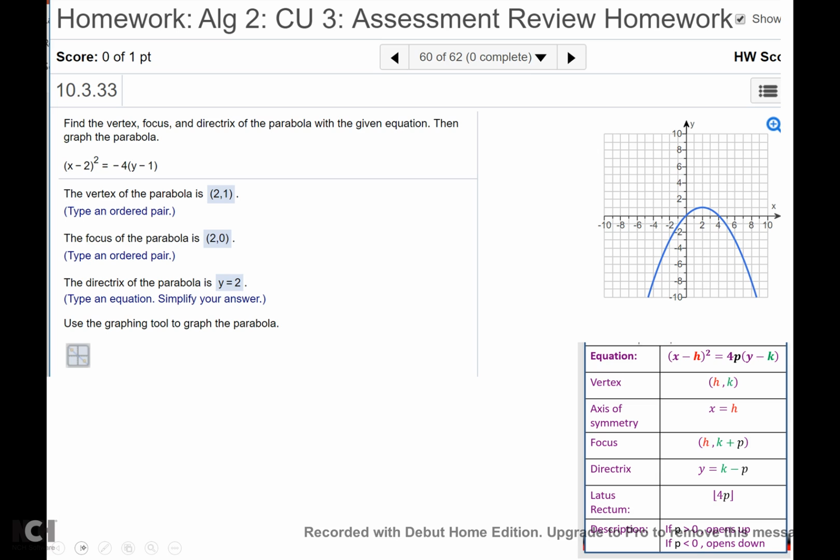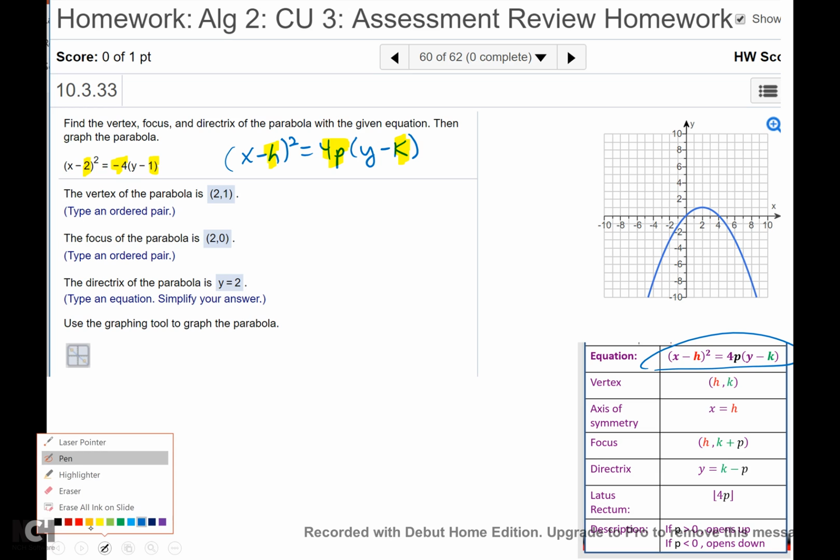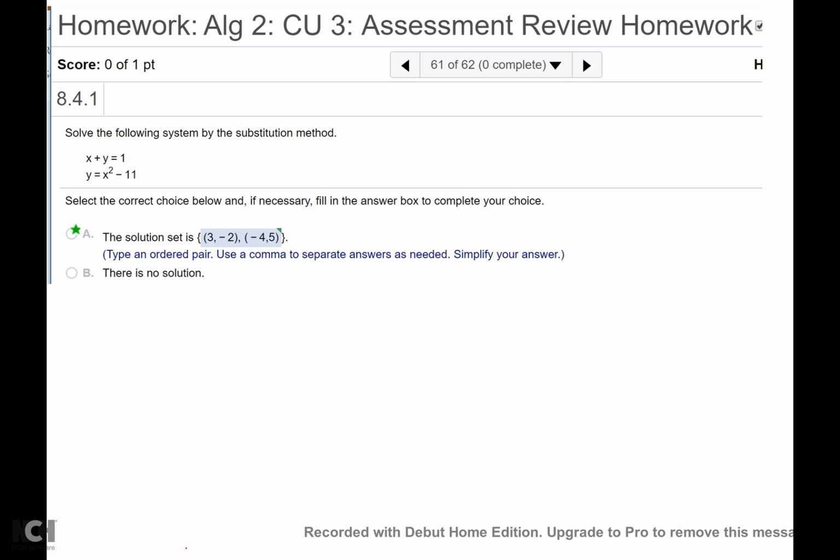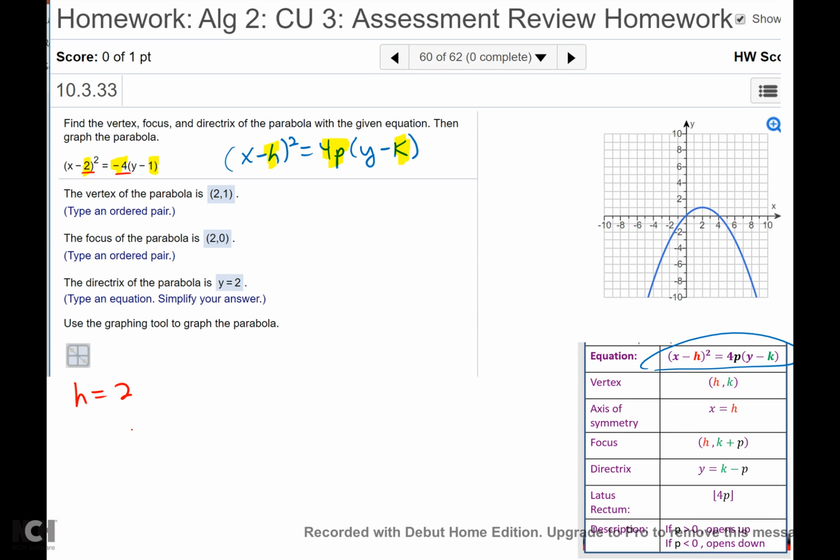Alright, same thing, but now x is squared, so we're using the x minus h squared equals 4p times y minus k. Again, find your h, your 4p, and your k. There's my h, there's my 4p, there's my k. So in my problem, this tells me that h equals 2, this tells me that 4p equals negative 4, and this tells me that k equals positive 1. So p equals negative 1.